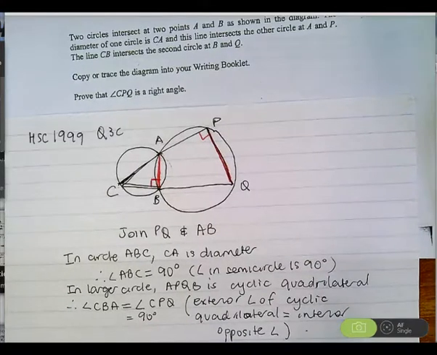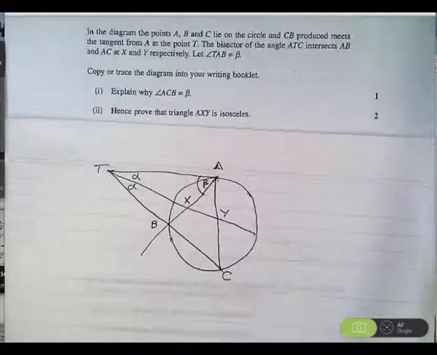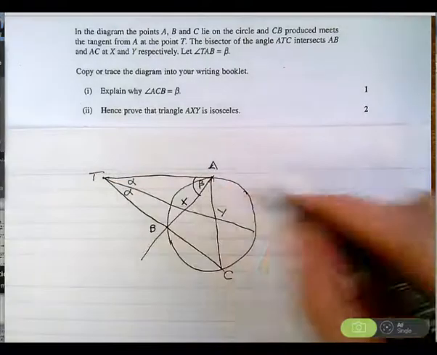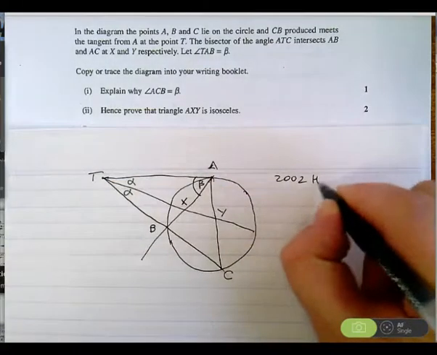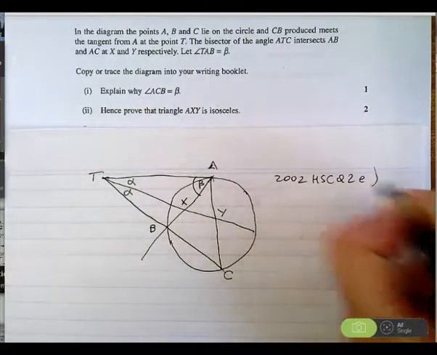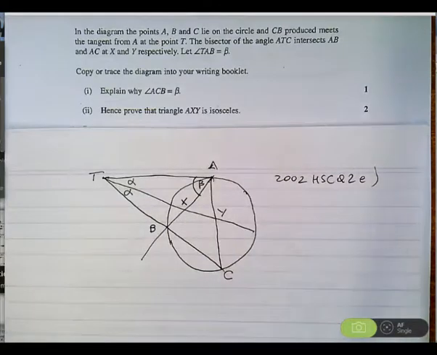Okay, so that was HSC 1999, question 3C. If you could now attempt HSC question 2002, question 2E. Means it shouldn't be too hard if it's question 2E.